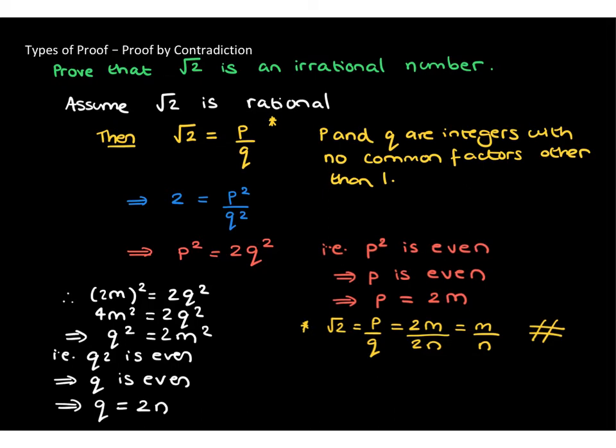Now, the fact that we have a contradiction means that our original assumption at the very start, right back over here, must be false. So our whole argument here has been built on a false statement.